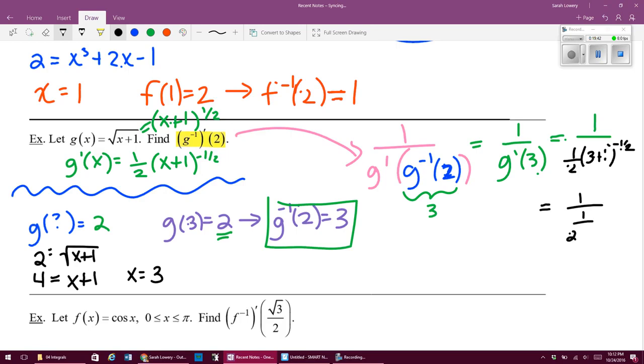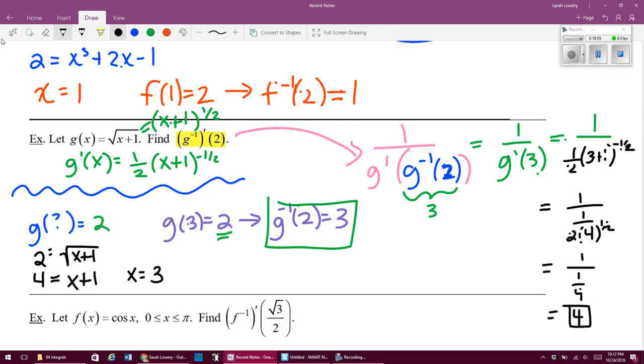1 over 2 square root of 4, which is 1 over 1/4. So we're at a final answer of 4.